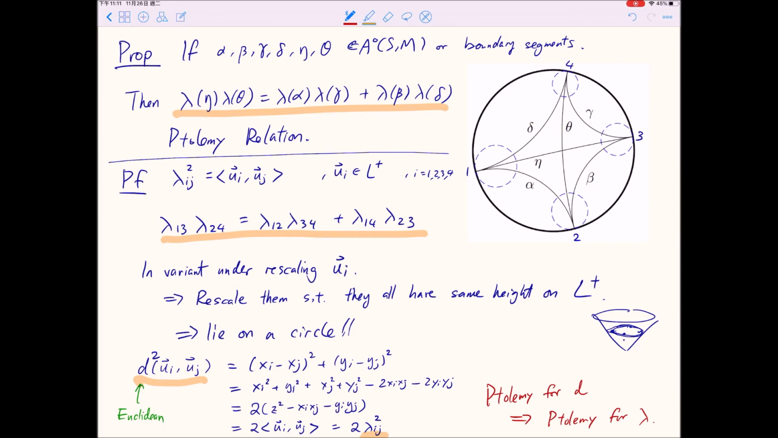So we see that the lambda length really gives you a candidate for cluster variables, because you have Ptolemy, so you can do mutations just like before. But we have to check that the Ptolemy relation holds in all possible situations. So not just the standard quadrilateral, but we also need to consider the self-folded triangle case. And it turns out that there will sometimes be some problems.